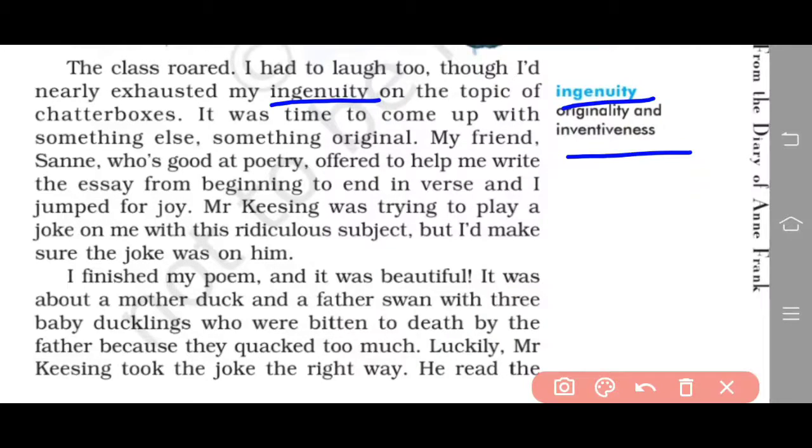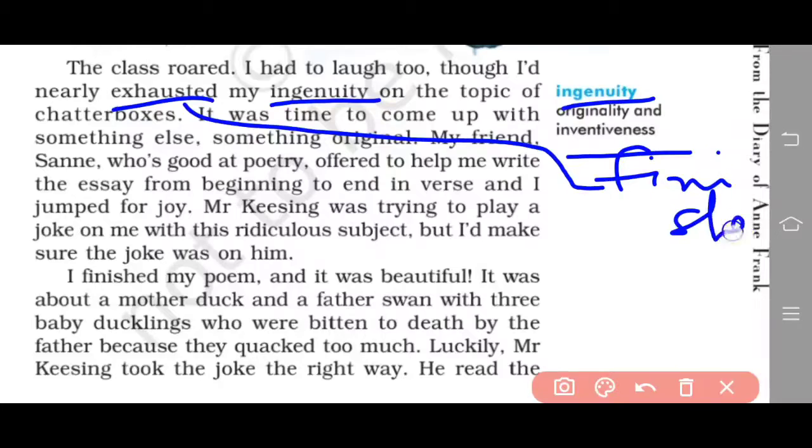Means now she could not think of any more thing which she could write in this kind of essay. So her energies were exhausted. Means she was now finished and fed up of the same topic. Exhausted means over or finished.